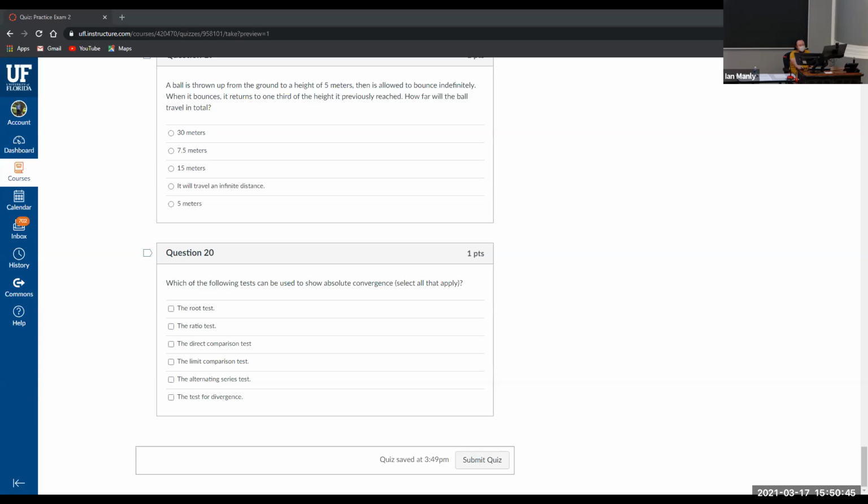All right, the alternating series test. Well, the alternating series test shows that something converges, but you need an alternator for that to work. What would happen if you put your absolute value there? Then your alternator wouldn't go away. So you can't use the alternating series test to show if something converges absolutely. And then the test for divergence, is this one going to show absolute convergence or no? Yeah, this one is not going to show absolute convergence because it can't show any type of convergence, because it's the test for divergence. So it's going to be these four right here.